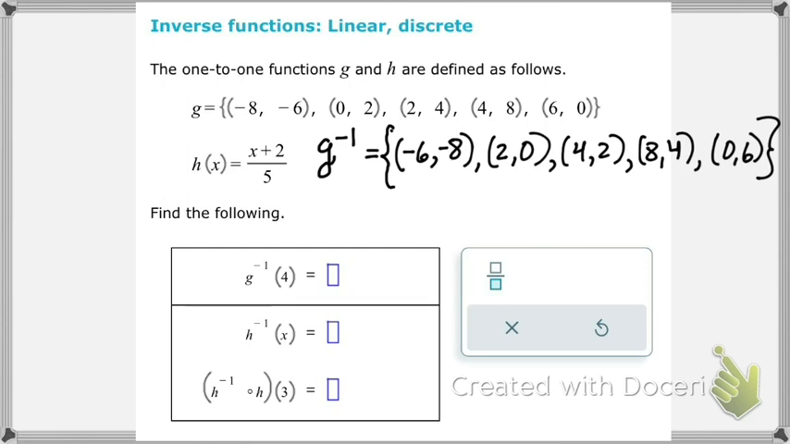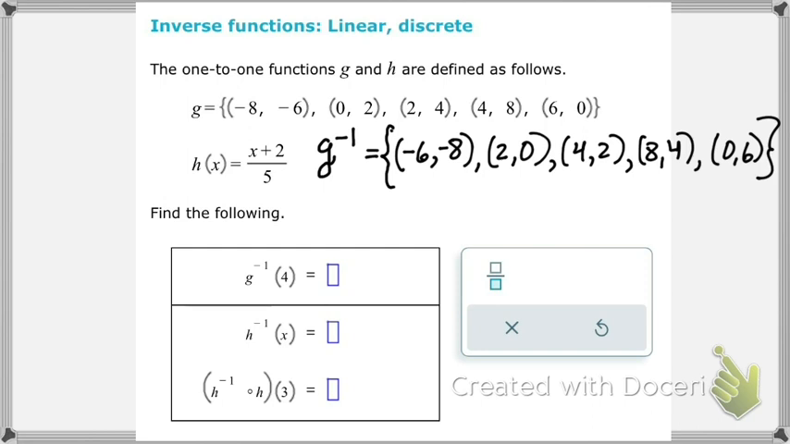So here's the way that I would read this. I would say g -1 of 4. G -1 of 4 is how I would read that. And then what it means is it's a function. It's the inverse function g -1. And I want to know what is the output when x is 4.